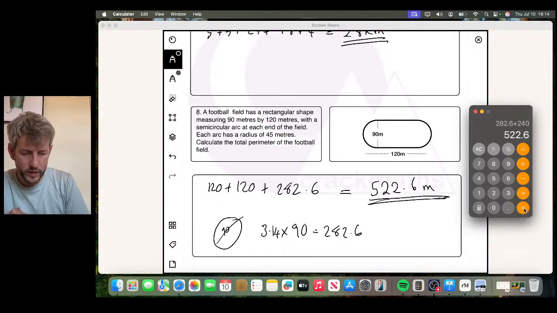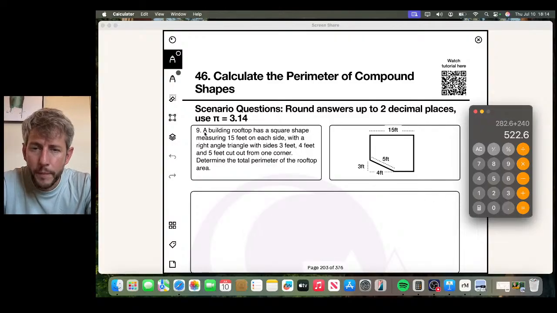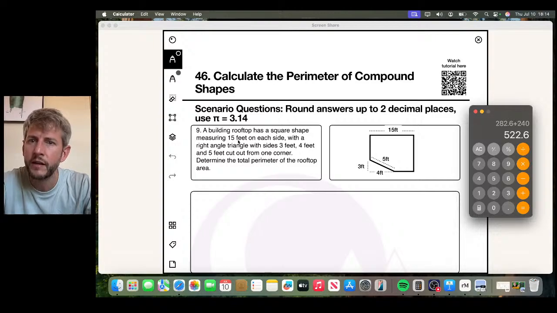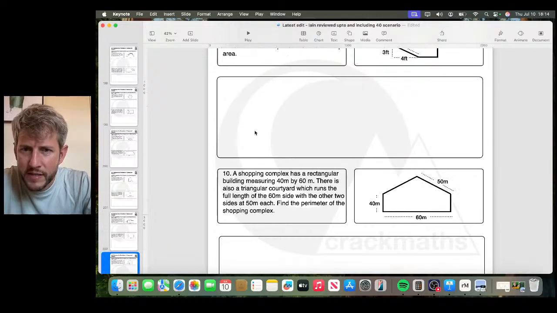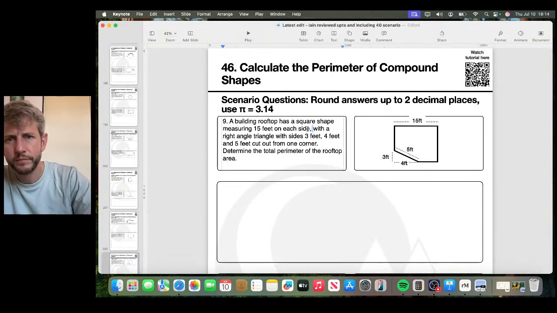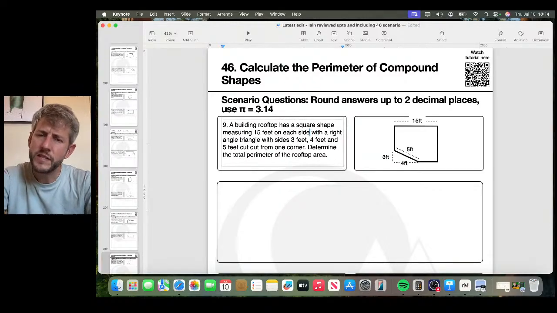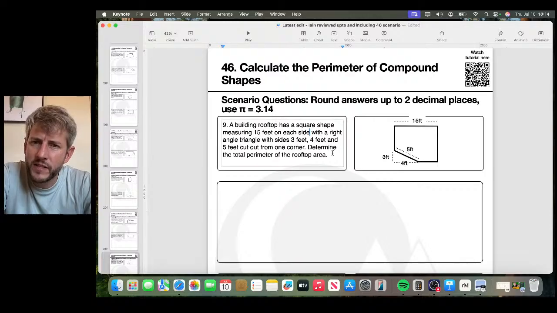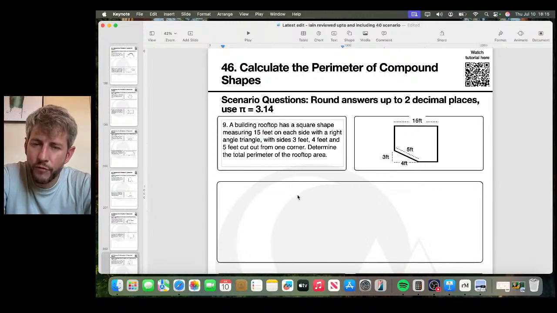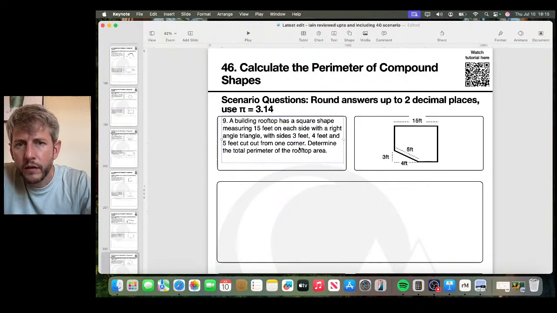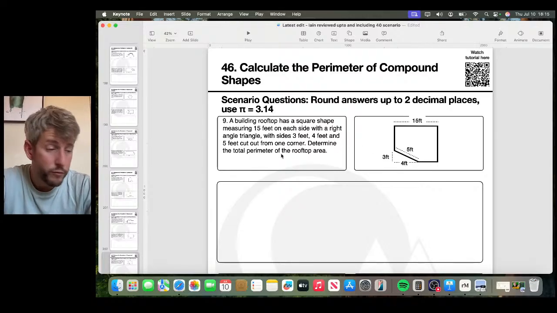Right, next bit. Question 9. A building rooftop has a square shape measuring 15 feet on each side with a right angle triangle with sides 3 feet, 4 feet and 5 feet cut out from one corner. Determine the total perimeter of the rooftop area.